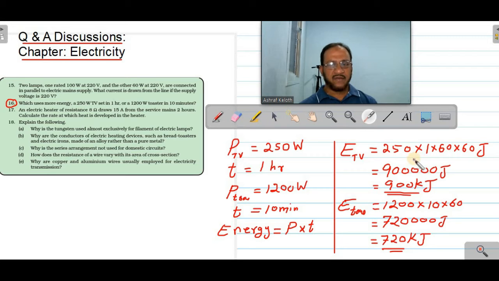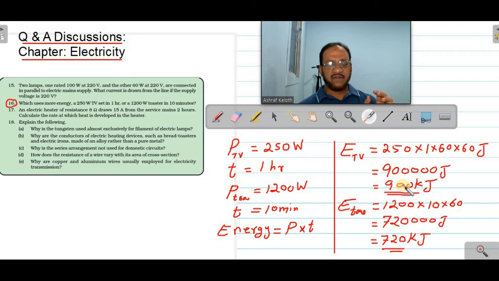TV is used continuously for 1 hour. Usually we use more than 1 hour, 3 hours, 5 hours continuously. It is 250 watts only, but the energy consumed is 900 kilojoule. Toaster is very high power, 1200 watts, but we are using that only for a few minutes, 10 minutes only, and the energy consumed is only 720 kilojoule. So TV is consuming more energy than toaster.